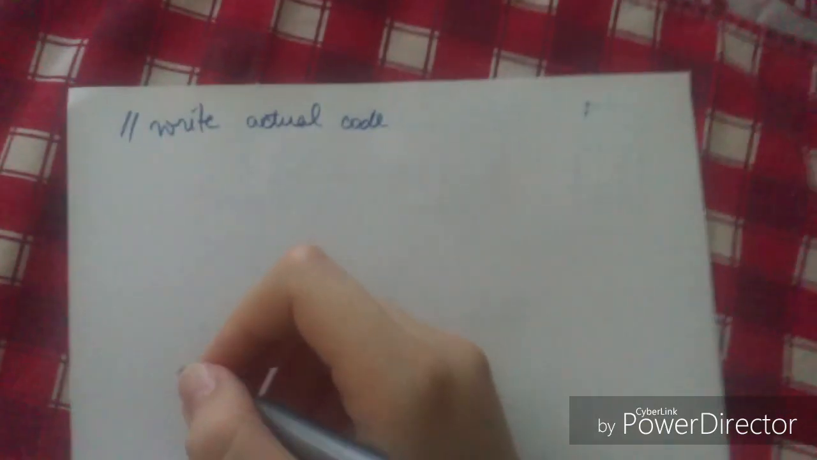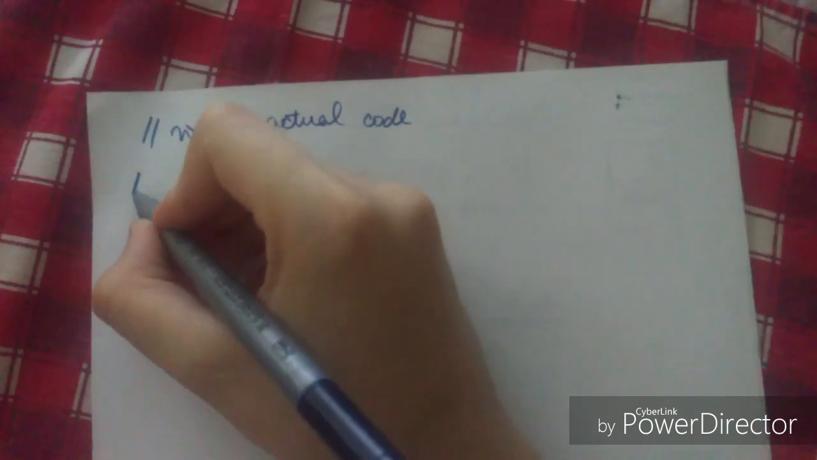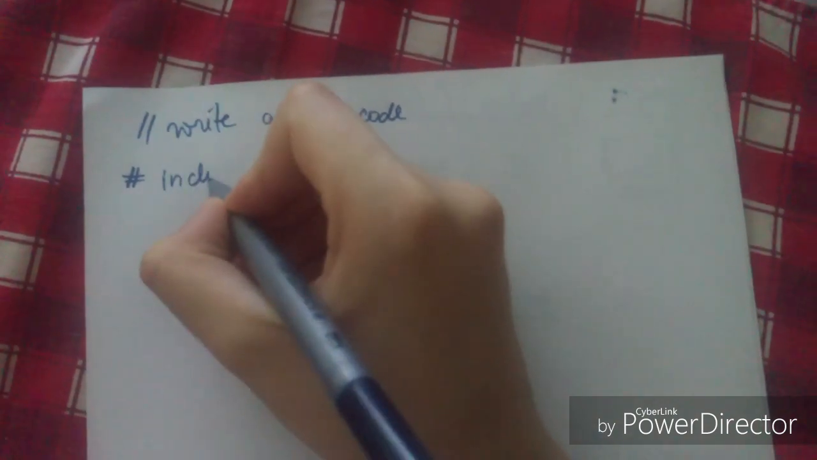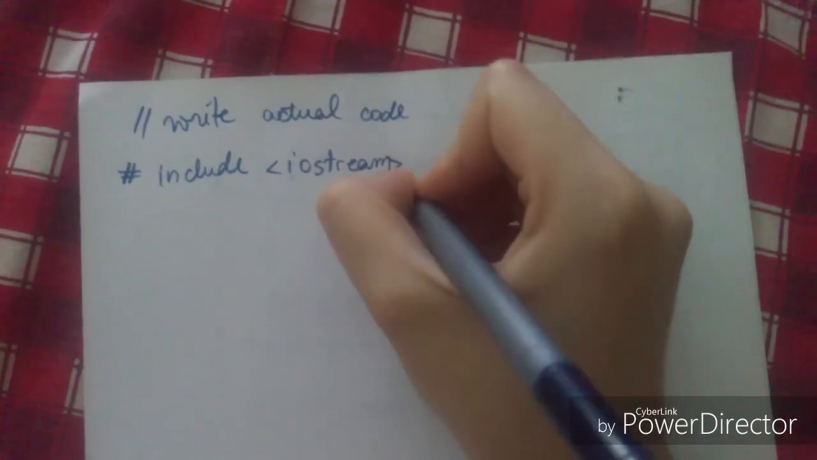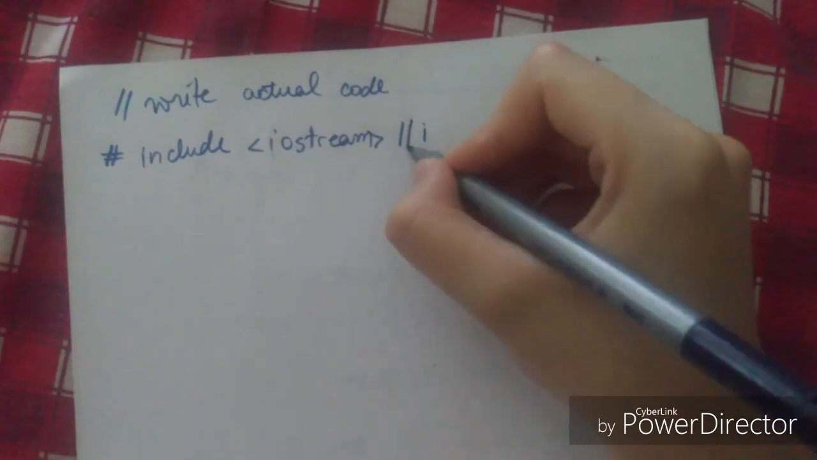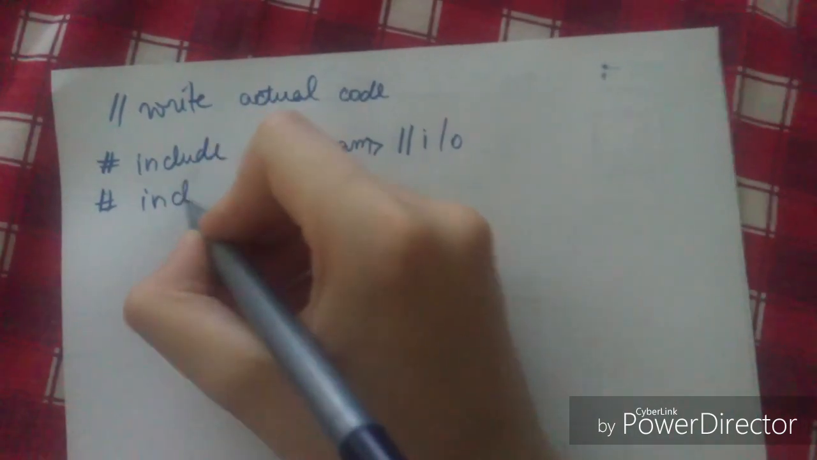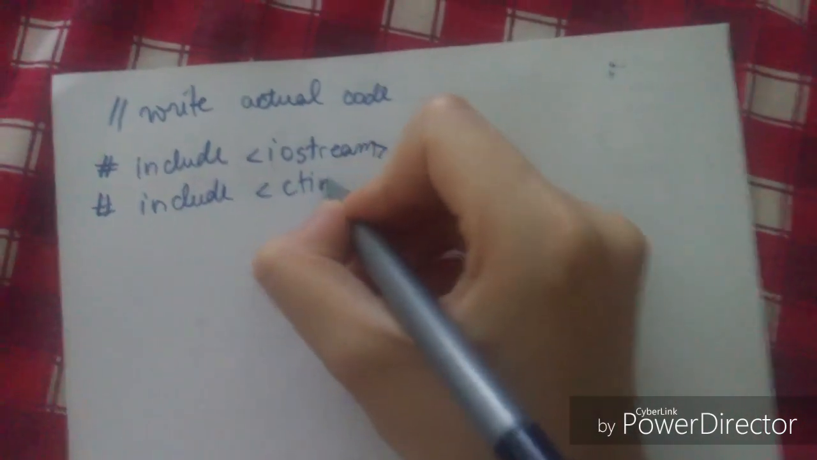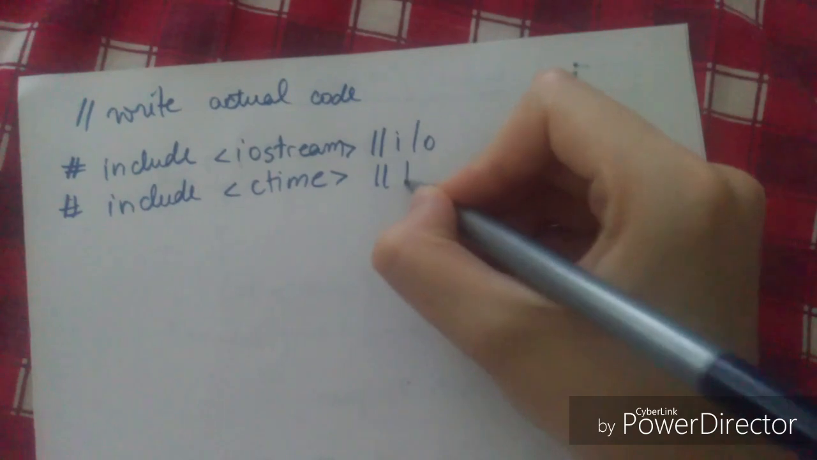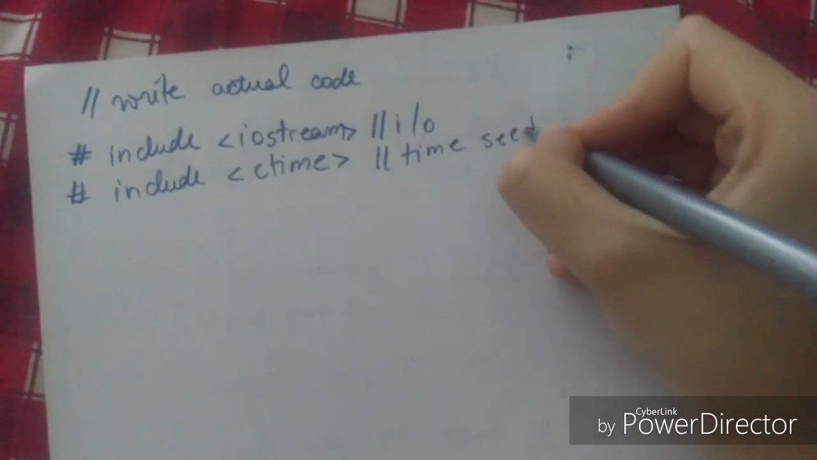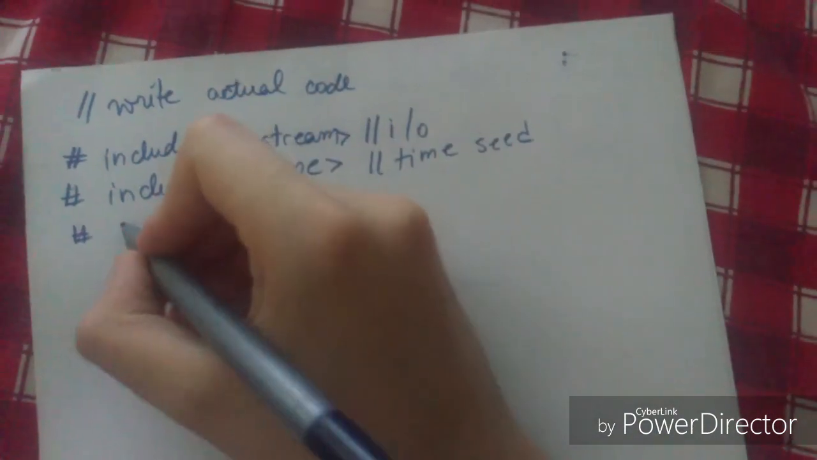Now, for the last part of our tutorial, we are going to write the actual code. So we are going to start by including the libraries. We need iostream for I/O. And then we also need ctime. This is going to seed our program with the time seed function. And then we are also going to include stdlib.h.